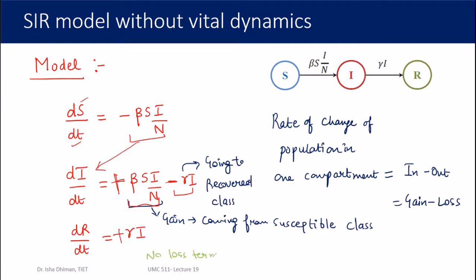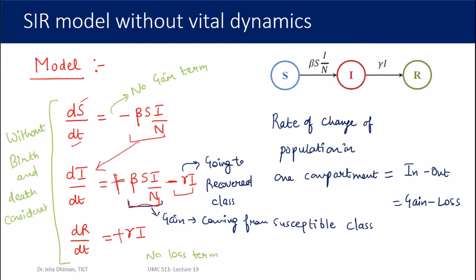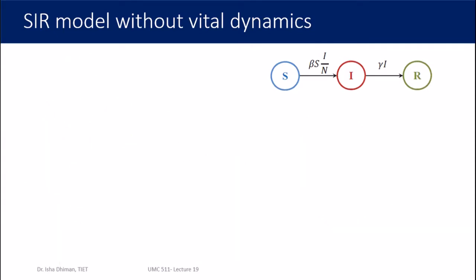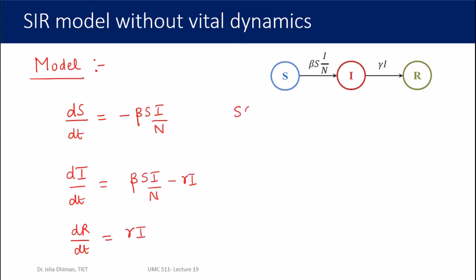And so there is no loss term in dR/dt and no gain term in dS/dt, because we have not considered birth and death. So it's without birth and death inclusion. So that's why we call this model one without vital dynamics. So this is a model.